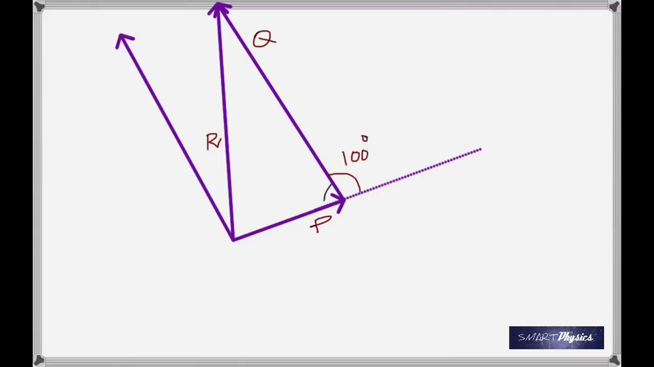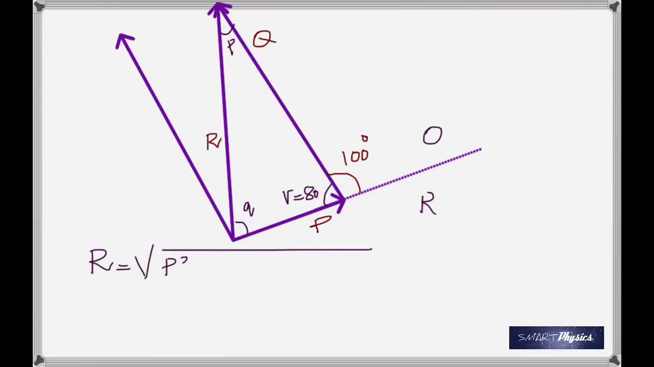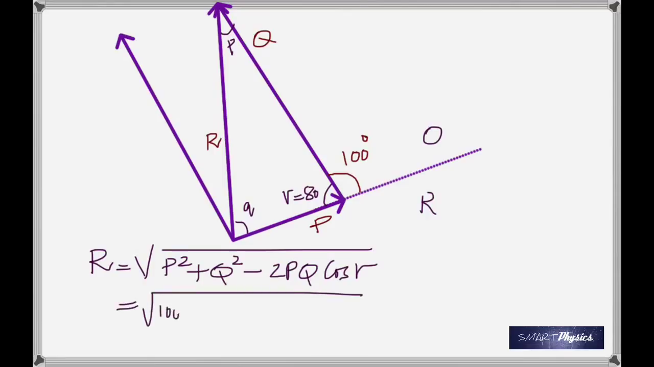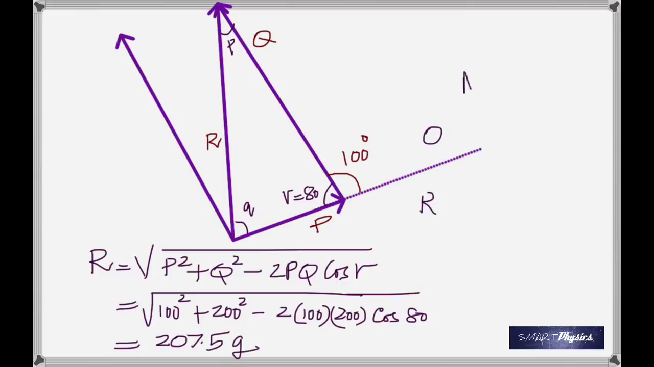That's the same diagram. Now this is using the law of cosines. And according to the law of cosines, you have the resultant given by this formula. Just plug it into this. Remember that P is 100 and Q is 200, and the cosine term here is 80. When you do that, you get 207.5 grams. Again, that is method 2.